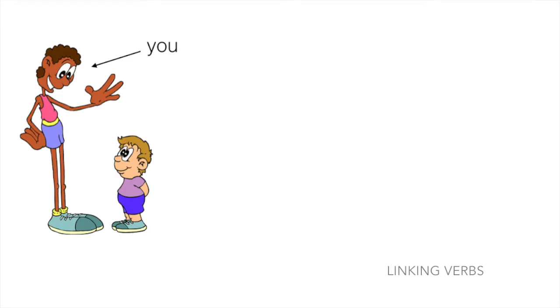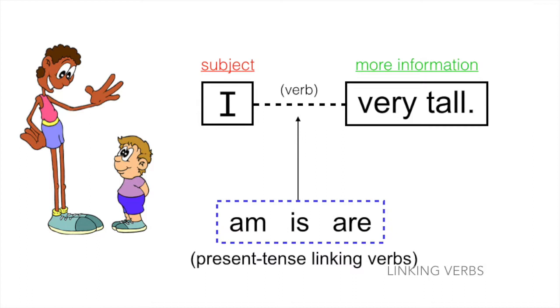Our next example is using the subject I. So let's say here's a picture of you, but you don't call yourself you, you call yourself I. So let's see how we would use a linking verb in a sentence with the subject I. So we want to link the subject I with more information about it. So we want to link I and very tall. So we need a linking verb. However, since this is happening now, we need to use a present tense linking verb, which is am, is, or are.